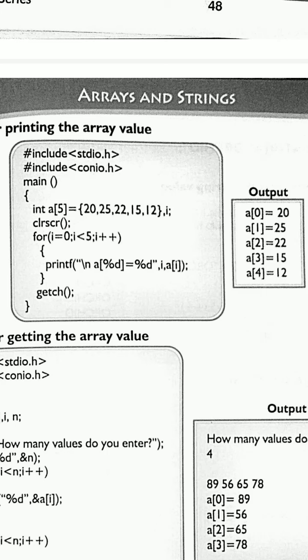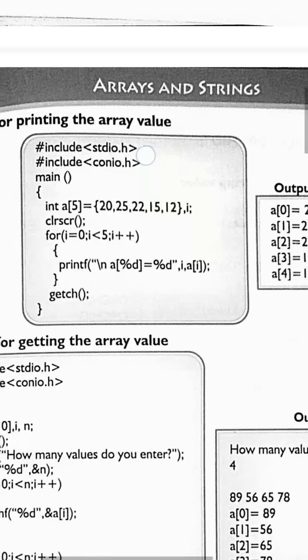So condition means an instruction that will return true or false. When the condition is true, then the particular statement will be executed. If the condition is false, then the loop will be broken and come out of the loop. So we'll see the example here.